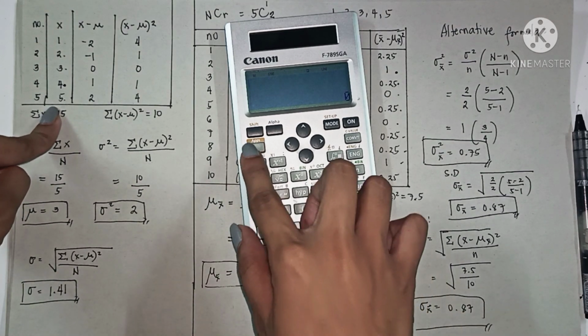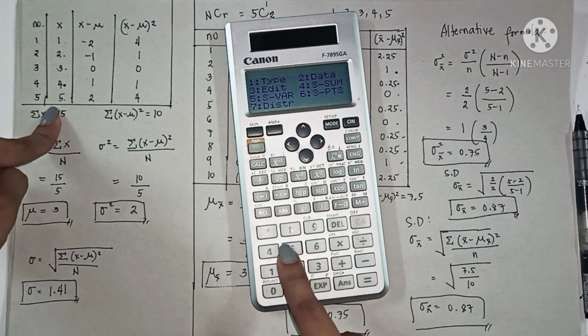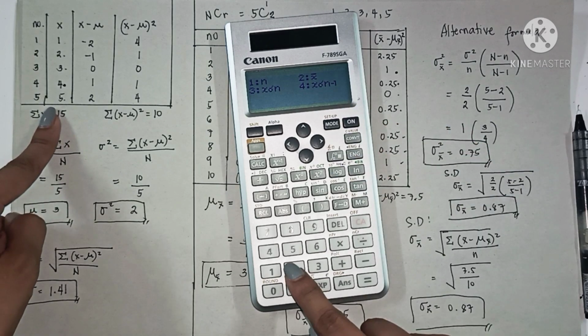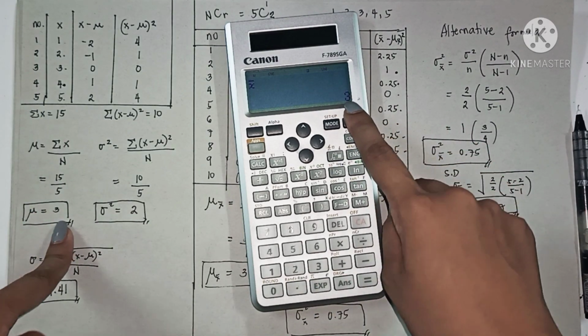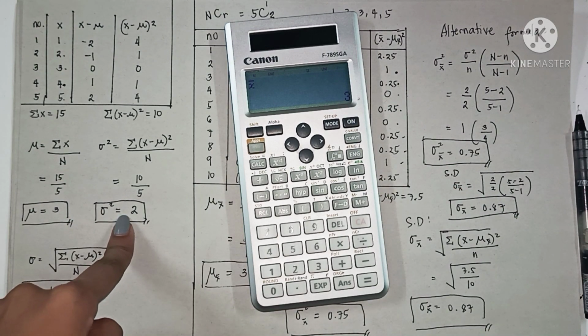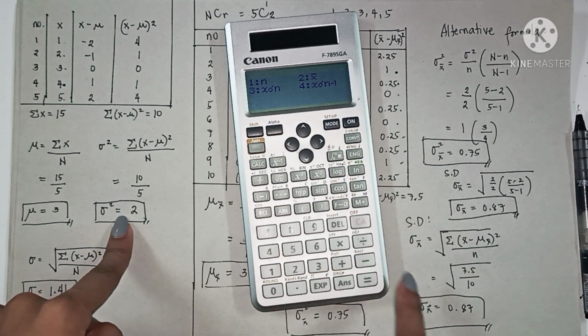So, CA, pindutin si apps. Piliin si S-bar, number 5. Okay, so to check if your mean is correct, then pindutin yung 2. And the answer is 3. Your answer is 3. Okay? So, ibig sabihin, tama yung nakuha mong sagot. How about the variance and the SD? Pindutin lang ulit si apps. Piliin si S-bar, number 5.